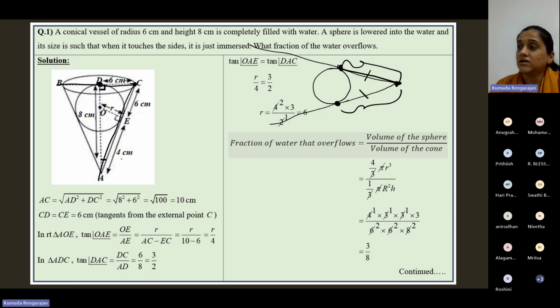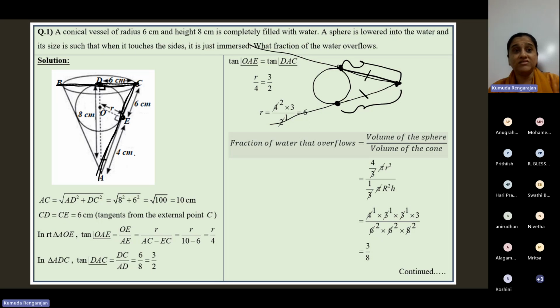CA is a tangent with E as the point of contact. So CD is equal to CE. Tangents from the same external point C to the circle are equal in length. C is the external point, and from C, this is the tangent. CB is a tangent, and from the same point C, CA is a tangent.